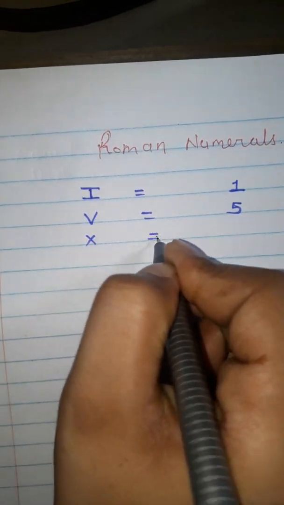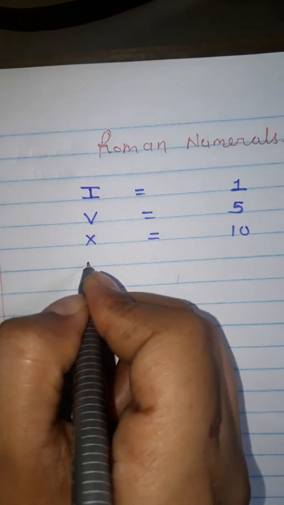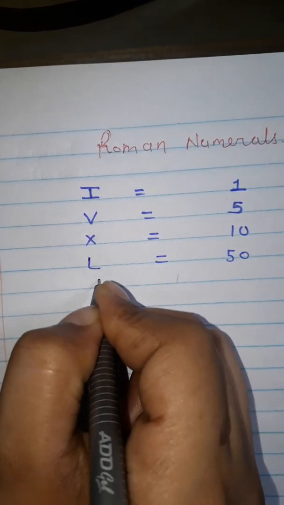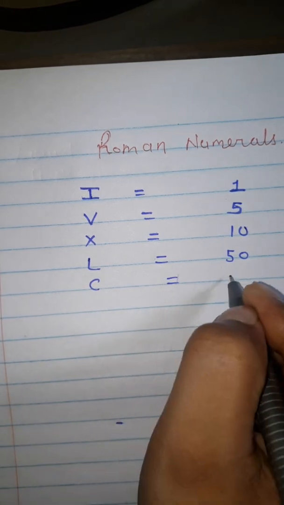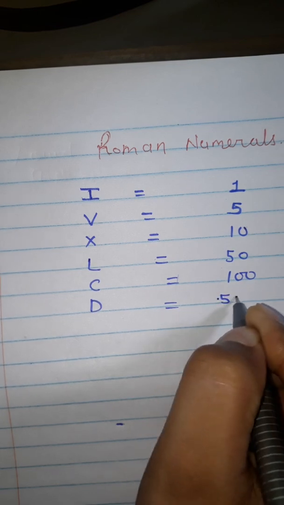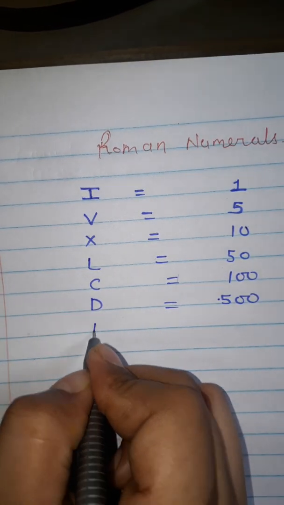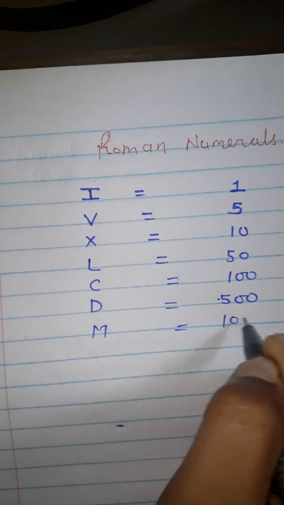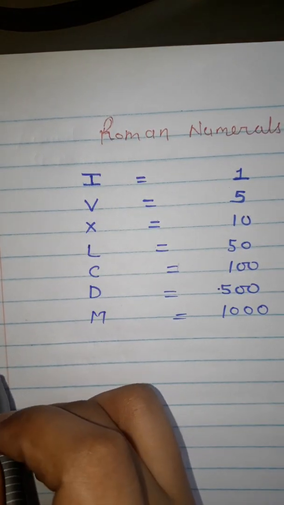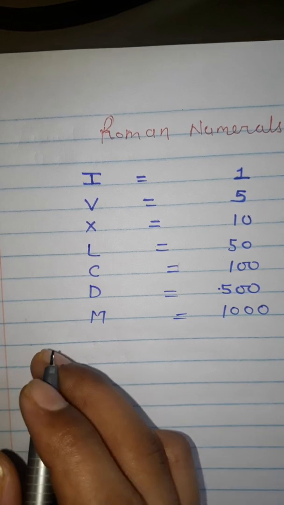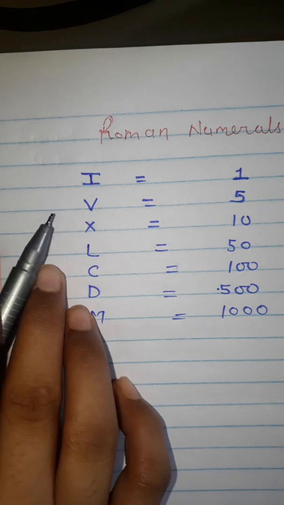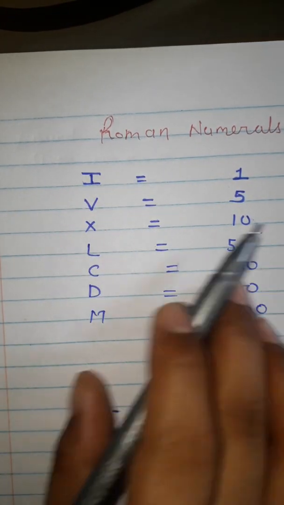X is equal to 10. L is equal to 50. C is equal to 100. D is equal to 500, and M is equal to 1000. The explanation of Roman numerals I will do in the second video, the next video. Then you all learn this table during your free time.